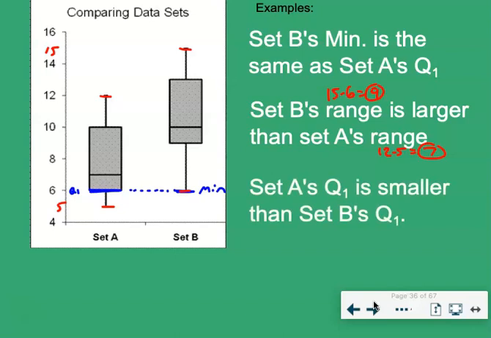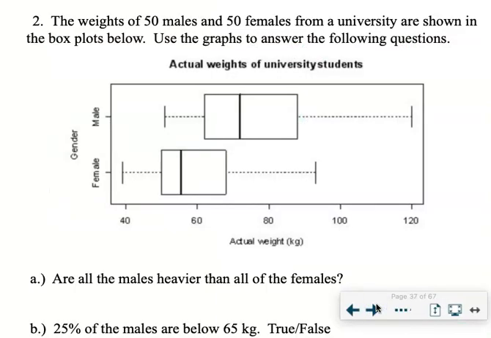One more. Set A's Q1 is smaller than set B's Q1. Okay, so set A's Q1 is right here. Set B's Q1 is way up here. There's lots and lots more stuff you could have written about those box plots. You could talk about the IQR, or the maximum, or the medians. There's all kinds of things we could have said. So you might have some like that where it's just pictures and you need to just write sentences about it.